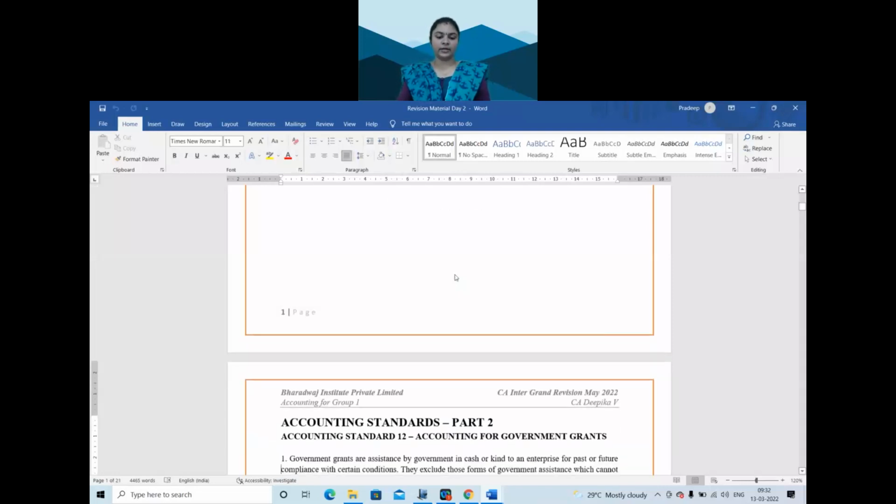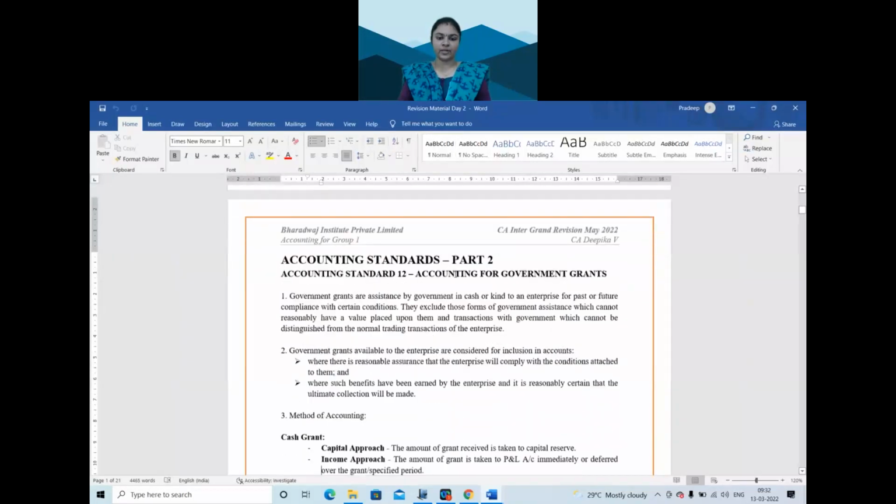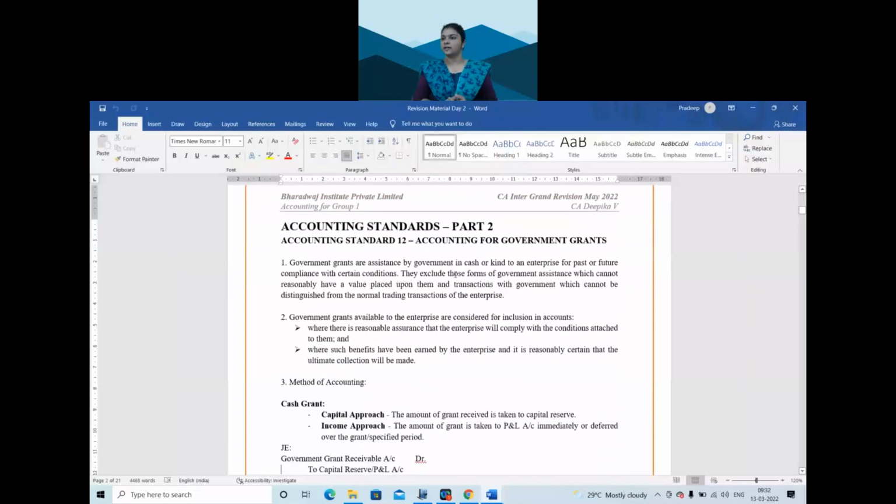Into accounting standards. So we learned 4 standards in the previous session. So we're going to start with the next standard, accounting standard 12. AS 12, accounting for government grants.